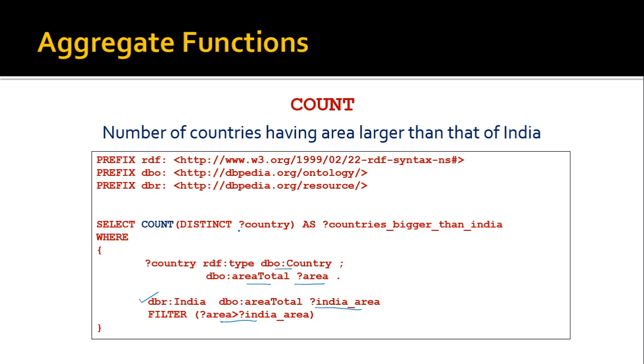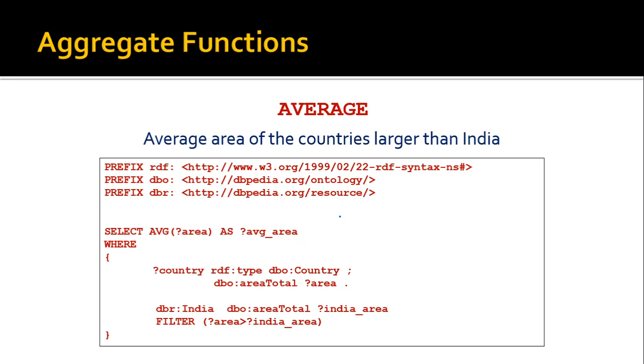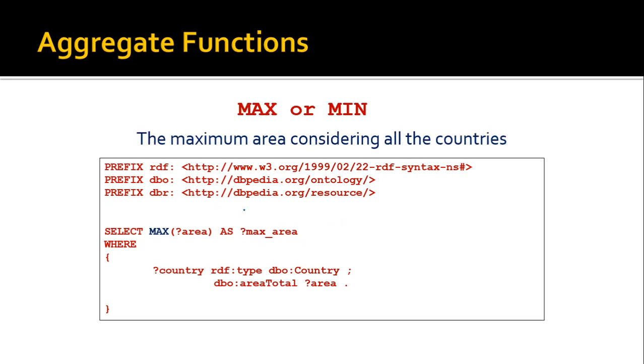And we just have the countries, and to make sure that they are not repeated, you just put a distinct for the sake of safety. Then you do a count operation on that, and assign that value to the number of countries bigger than India, right? Similarly, we can do the same with the sum of the countries that have larger area than India, average, similar thing. You can compute the minimum and maximum as well, right?